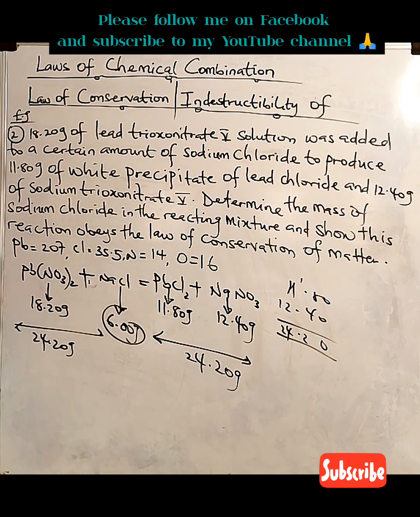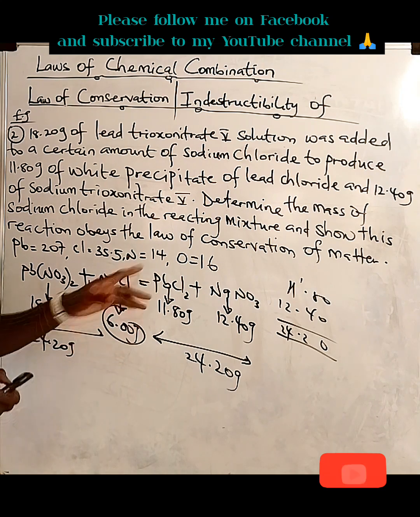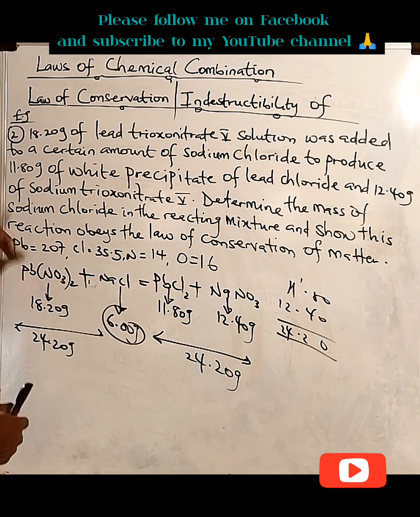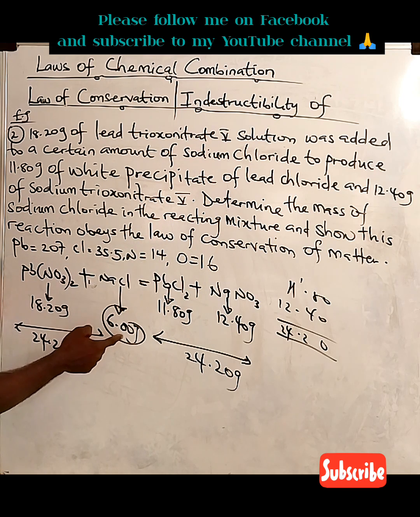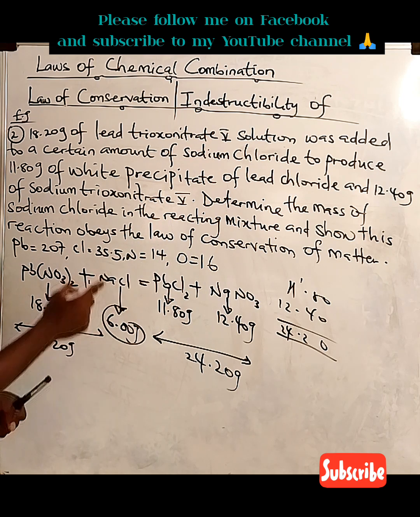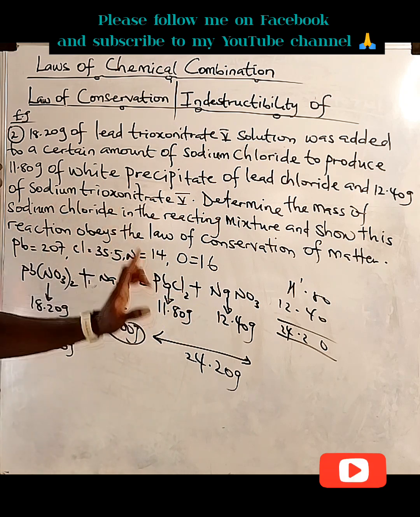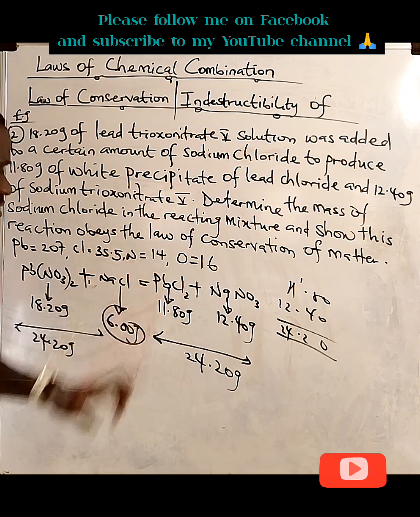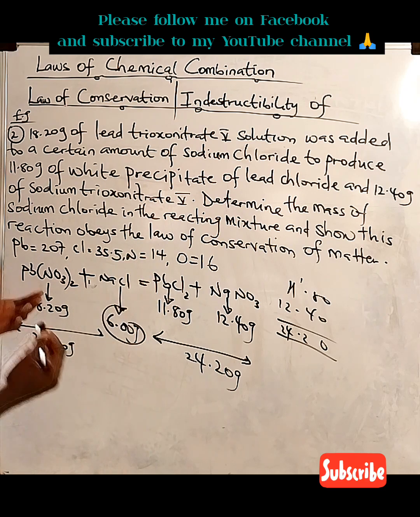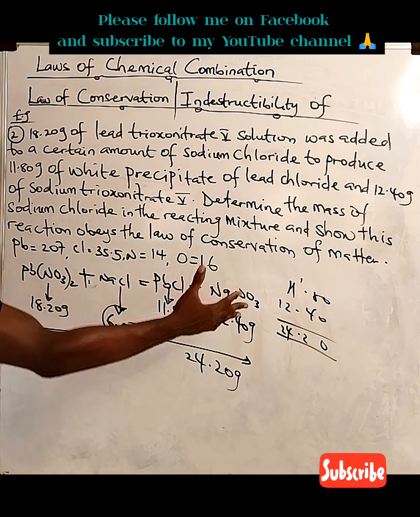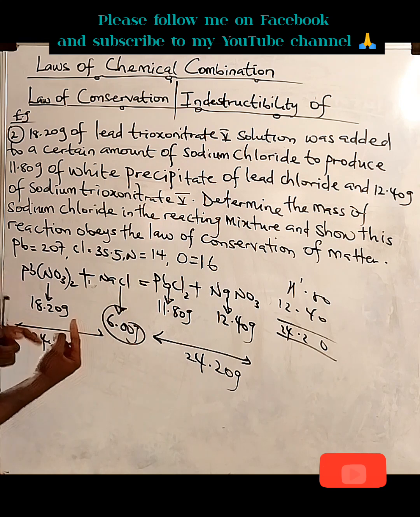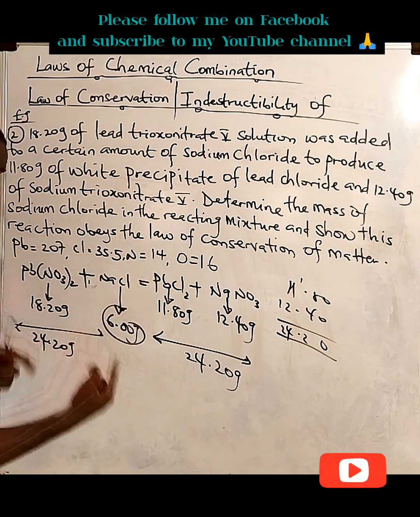This is the answer. The question says determine the mass of sodium chloride in the reactant mixture. So the mass of sodium chloride in the reactant mixture is 6 grams. And also we are asked to show that this reaction obeys the law of conservation of matter. So how do we do that? The only way we can do this is by making sure that this equation is balanced. So let's see if this equation is balanced or not.